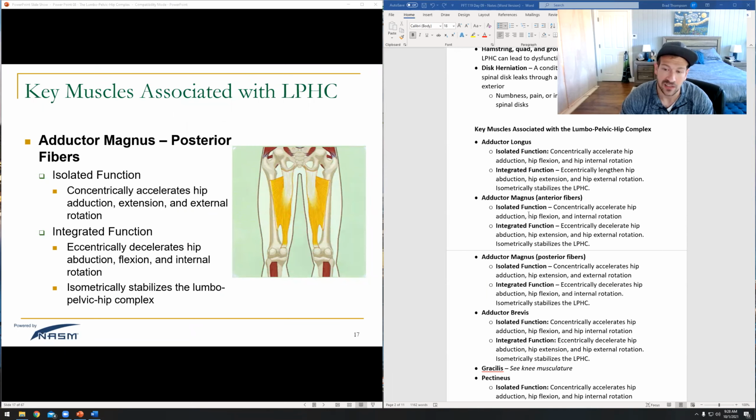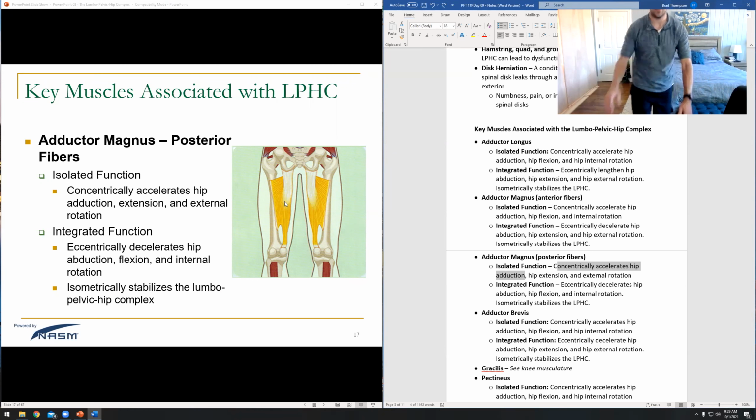So again, the adductor magnus's posterior fibers concentrically accelerate hip adduction. There's no denying it's still an adductor muscle. Therefore, it's going to do hip adduction. But this one attaches to the back of the thigh, and because it's attached to the back of the thigh, it doesn't pull the thigh forward. It pulls it backwards, which is hip extension. And instead of doing internal rotation, it does external rotation.